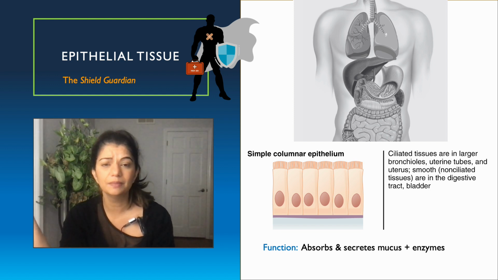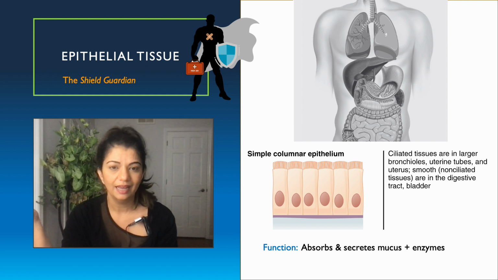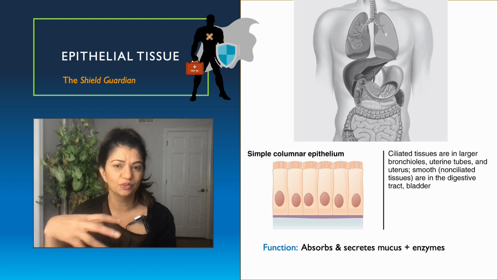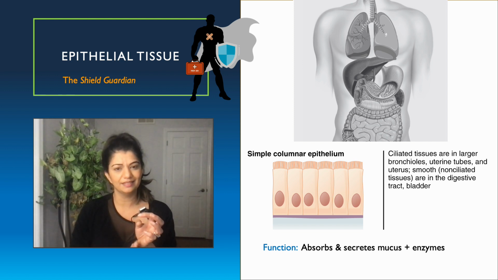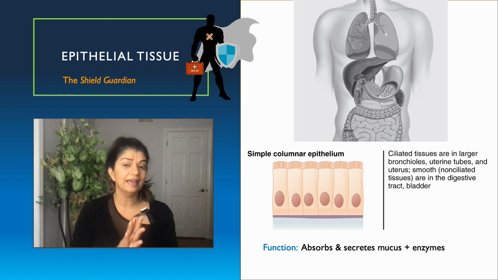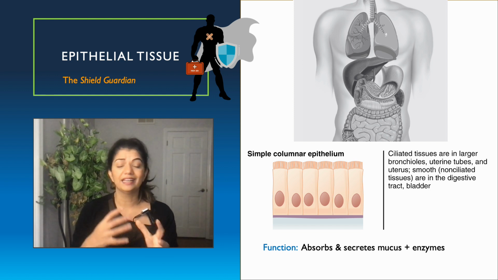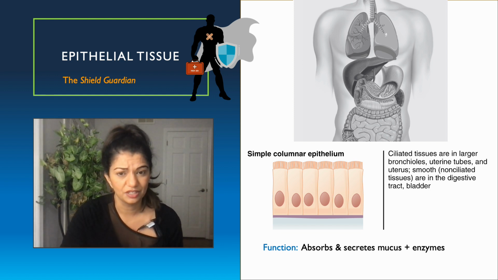Okay, next we have simple columnar epithelium, and the nucleus of these tall column-like cells tends to be elongated, and they tend to be at the basal end of the cells. Like cuboidal, this is very active in absorption and secretion of molecules, which you're going to see in the digestive system, for example, and parts of the female reproductive system also.